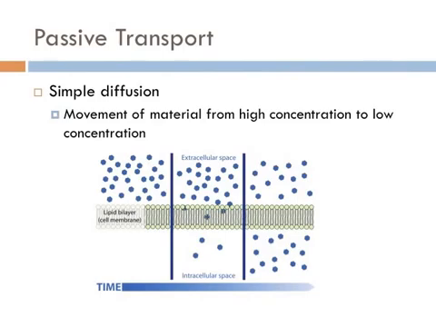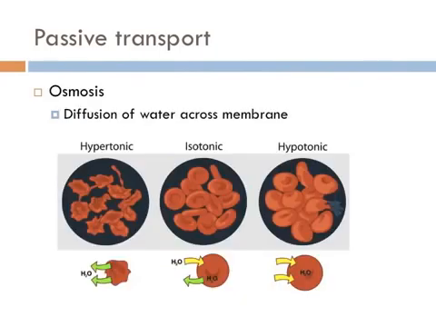Here we have an example of high concentration of molecules in the outer part of a cell membrane. Inside is the low concentration. The molecules in this example move across the membrane freely until the concentrations on both sides equalize. This is known as simple diffusion. Water does this in cells, and we have a special term for the simple diffusion of water, and that term is osmosis. Here we have 3 different types of osmotic conditions.